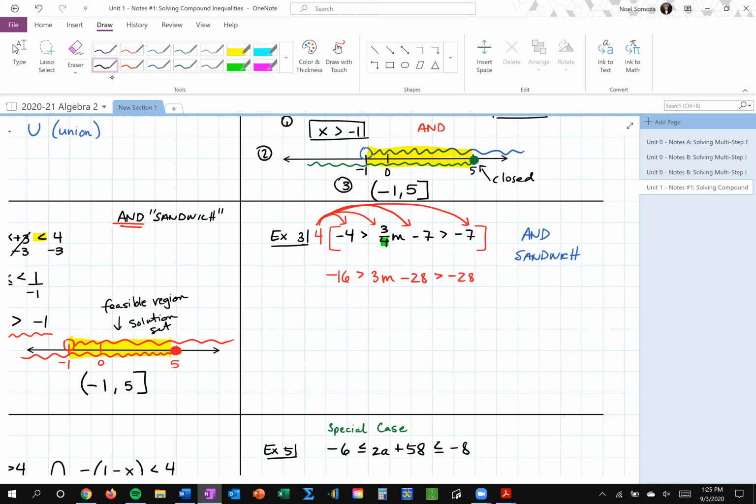Yeah, let's add 28, right? We add 28, that's the 28 we're trying to get rid of. If we do it to the middle, we also do it to the left and then to the right. So you want to make sure you apply it to all three sides. Good. All right, so now we can bring down the 3m.